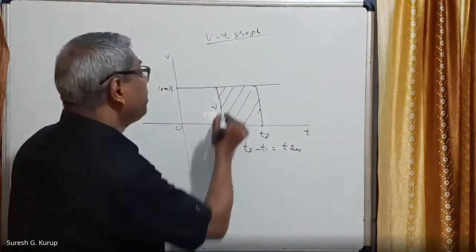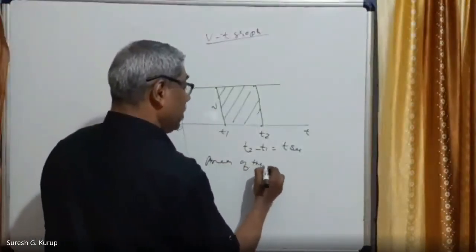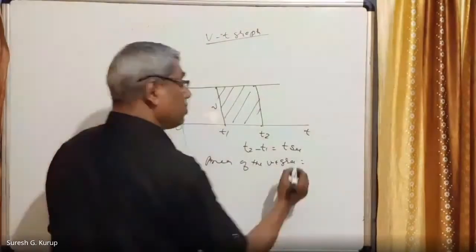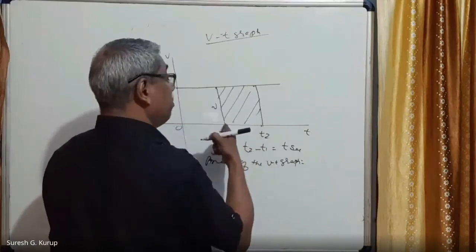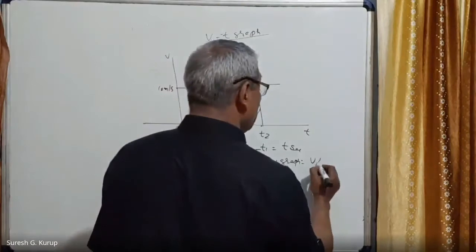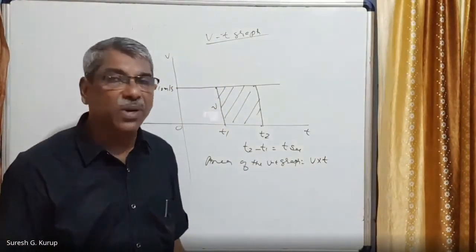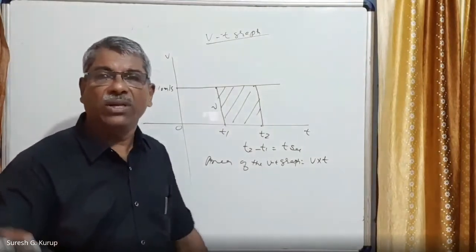Okay. Then if you take the area of the VT graph, it is equal to what? This is base into altitude, that means velocity into time. What is velocity into time? Velocity into time is displacement only. Velocity into time is equal to displacement.